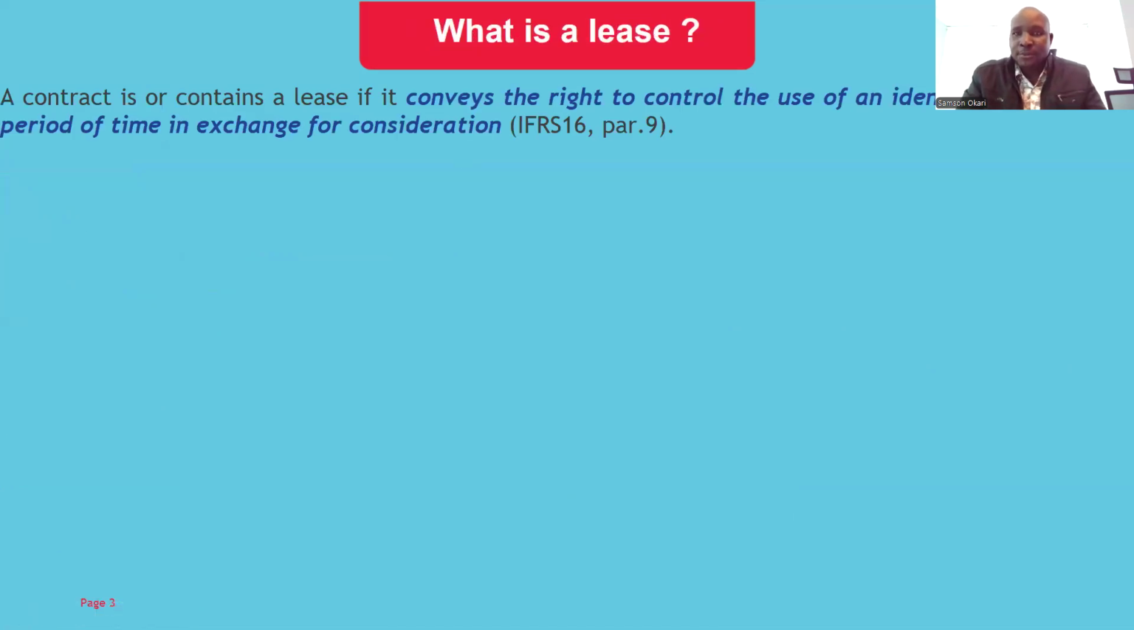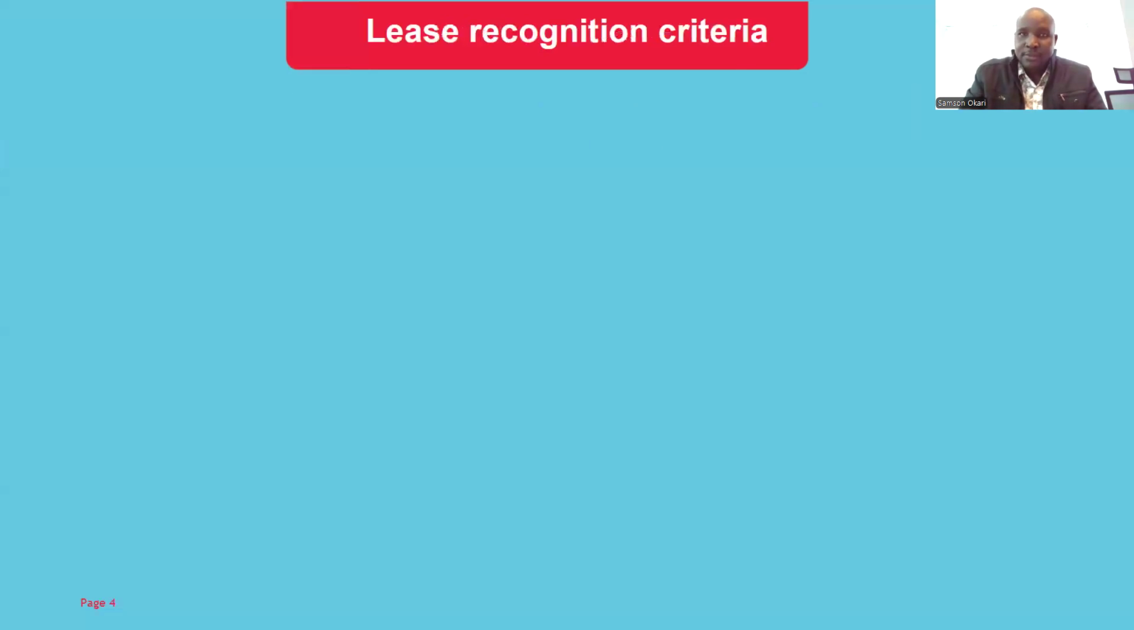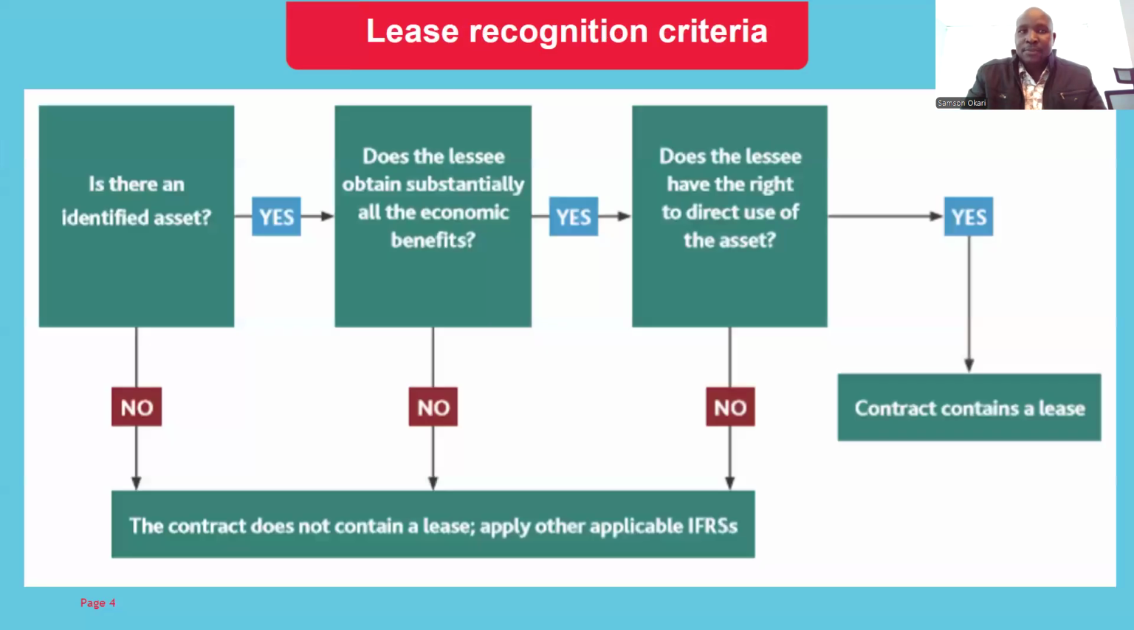Now, let's go straight to what is a lease. Paragraph 9 of IFRS 16 states that a contract is or contains a lease if it conveys the right to control the use of an identified asset for a period of time in exchange for consideration. That definition leads us to the lease recognition criteria, which I'm going to summarize in form of a diagram.